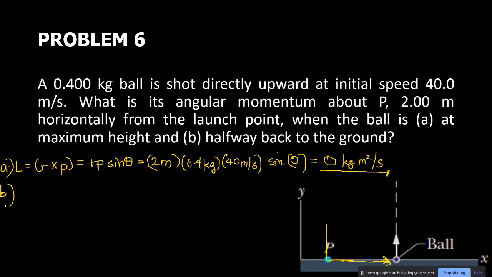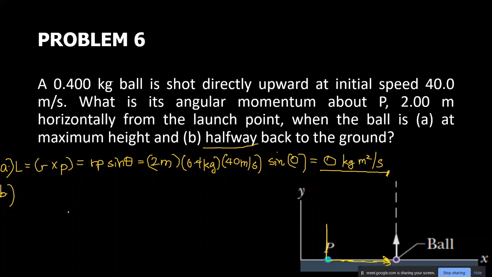For letter B, halfway back to the ground. So when it says halfway, that is equal to... we first find the height. So for the height, since it says halfway, we need to find the height first.